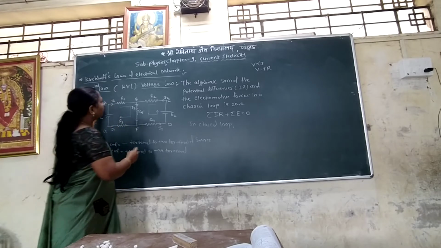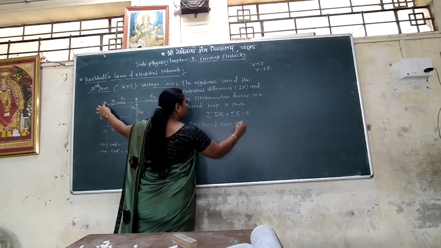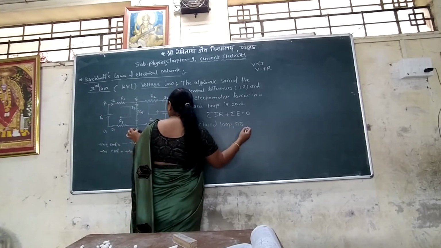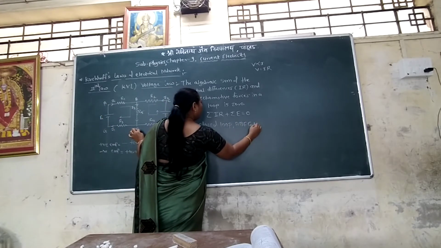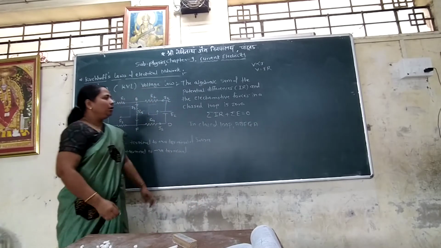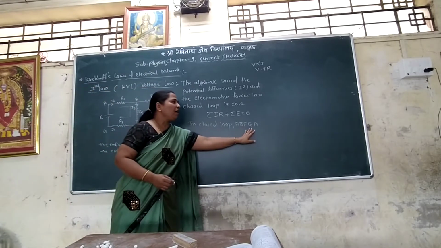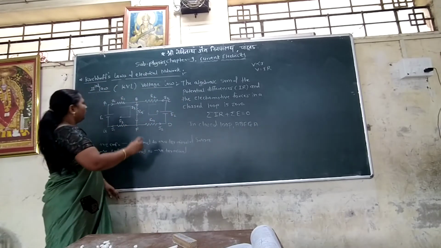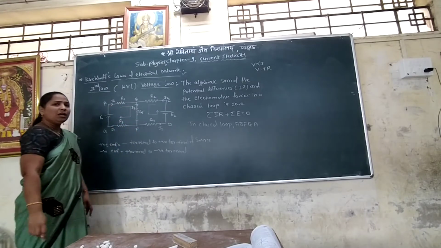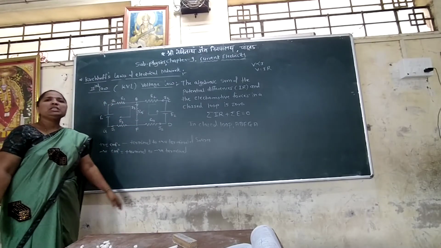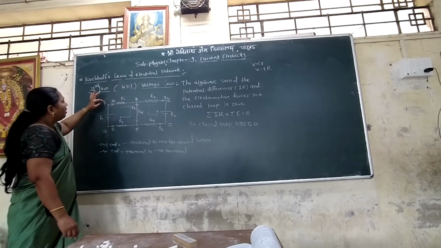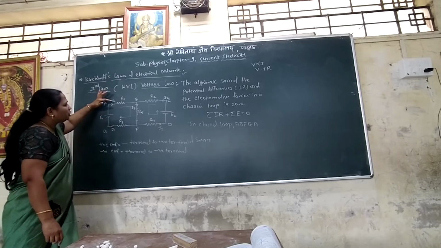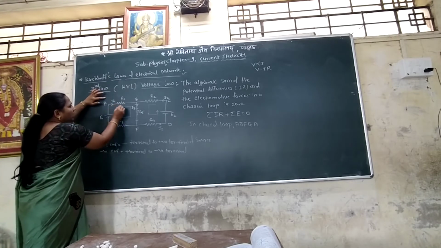A closed loop is considered as A, B, F, G, again A. In that loop, sign conventions are used. Current flowing in that direction.